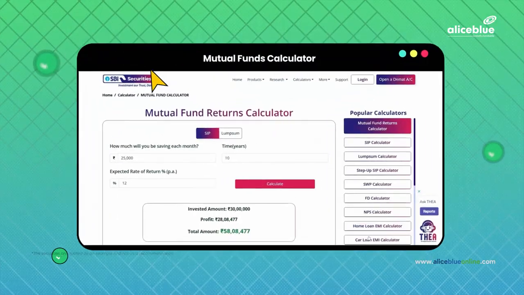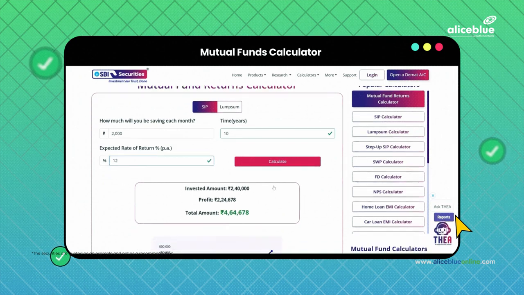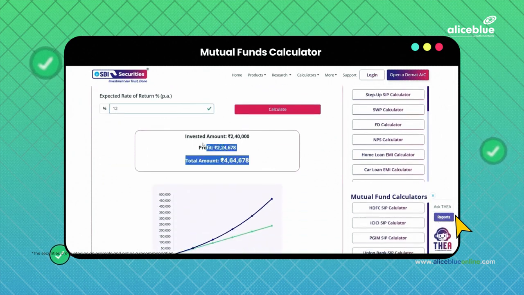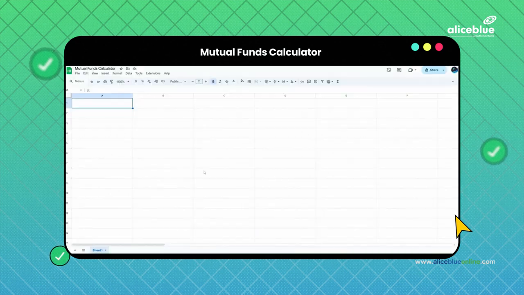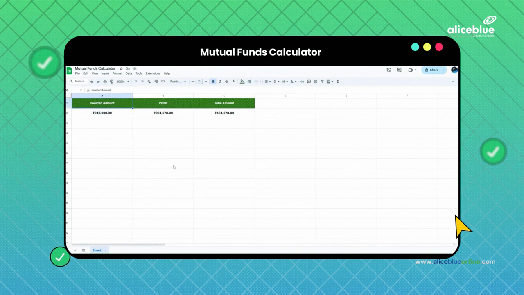So, how does that affect your money? Let's see. Now for your money, say if I invest rupees 2000 for 10 years with an interest rate of 12%, I will get this amount. Now if I copy this and paste it over to my Google Sheets and edit it as well, you can see the invested, profit and total amount.